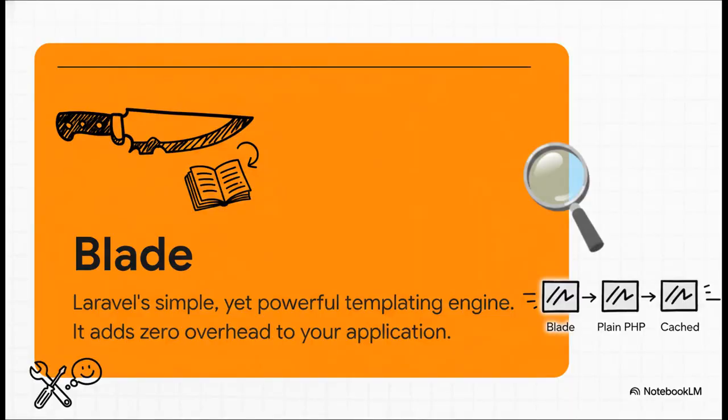So to put a formal definition on it, Blade is Laravel's built-in templating engine. And here's a super important point. Blade doesn't stop you from using plain PHP. You can drop in regular PHP code whenever you need to. What happens behind the scenes is actually pretty cool. Laravel takes your Blade file, compiles it down into plain PHP, and then caches it. That means you get all this nice, clean syntax with absolutely zero performance hit. It's all just developer convenience.